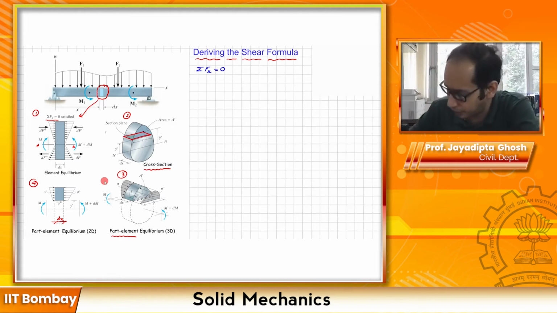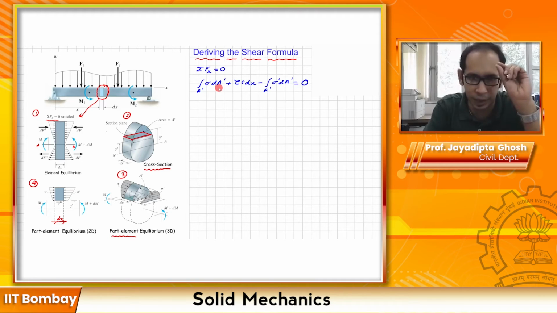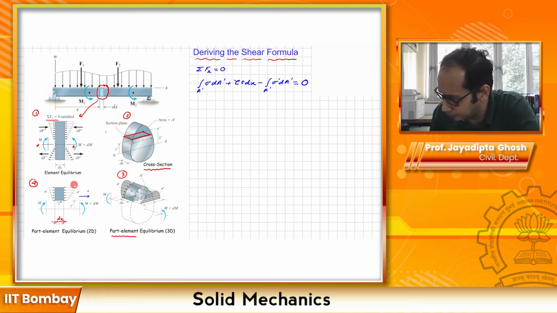So the equilibrium equation tells you that in this particular equation, this one is the force which is acting on the left face, over the entirety of the left face that you see. Sigma is the stress, I'm multiplying with a small element dA prime and integrating over the entire area A prime. So this is this force. I have considered this direction as positive x.